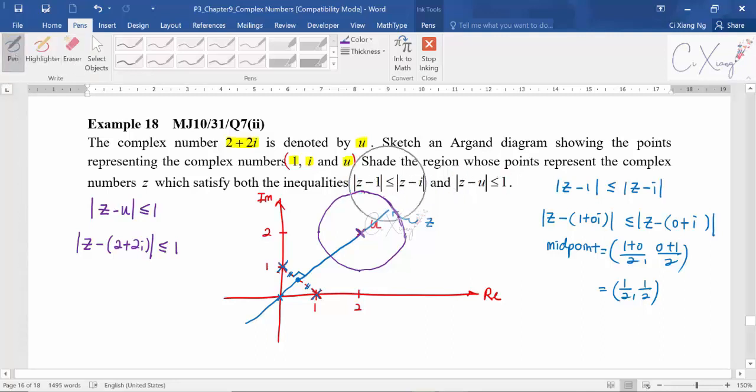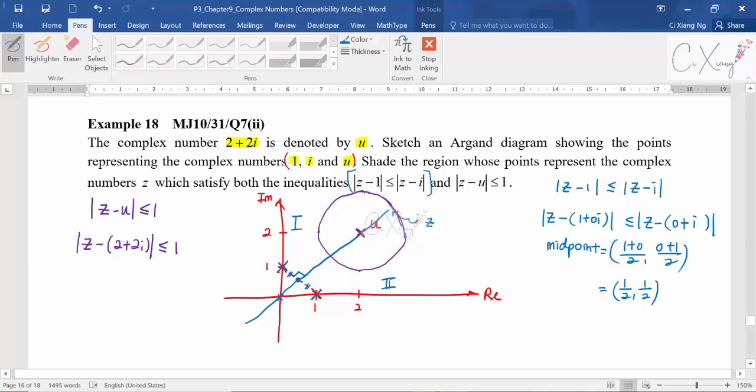So at this part, generally you need to focus on two areas only. Either you need to shade the area above the perpendicular bisector, or the area which is lower than the perpendicular bisector. So you have two areas here for this one. Which is the area that you should try to shade?